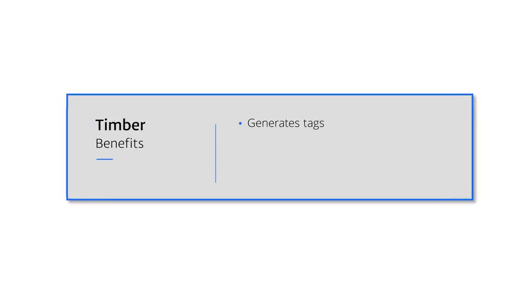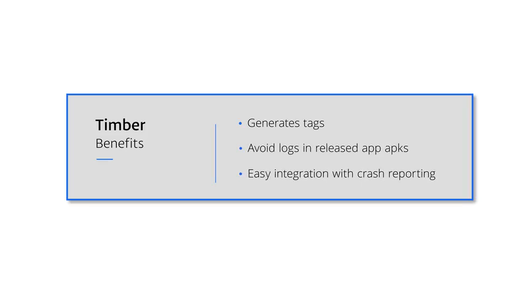It helps you generate those tags that we were looking at before based off of the class name so that you don't have to do it manually. If you're actually releasing your app out into the world, it helps you avoid showing logs in the release version of your Android app. And it allows for easy integration with crash reporting libraries. Now you're going to see the first benefit immediately. The others you're going to appreciate as you make and ship bigger apps.